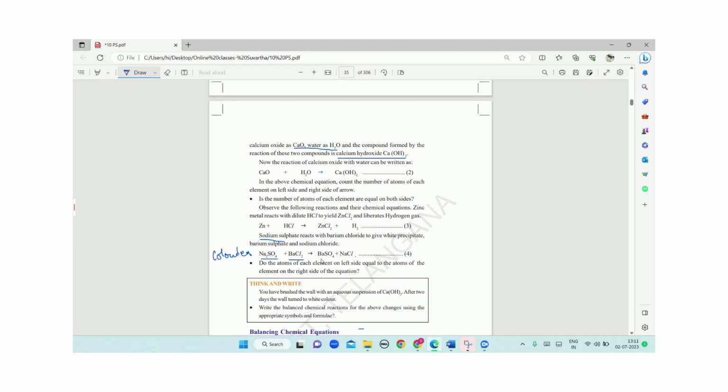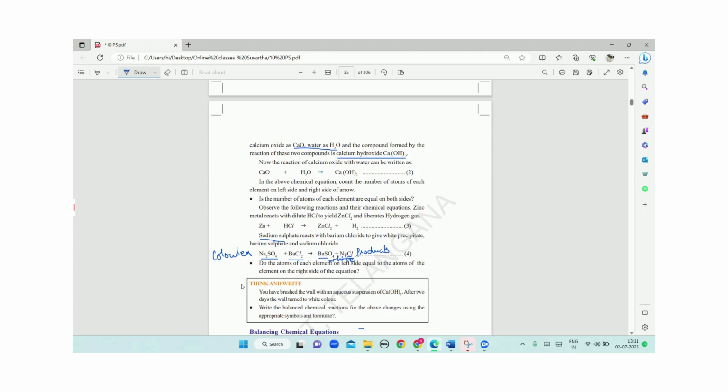When they react, what do they give? Barium sulfate and sodium chloride, BaSO4 plus NaCl. These are the products that are formed, right? What is the color? It is white, right? Where did we learn this? In our activity 2 we have learned.